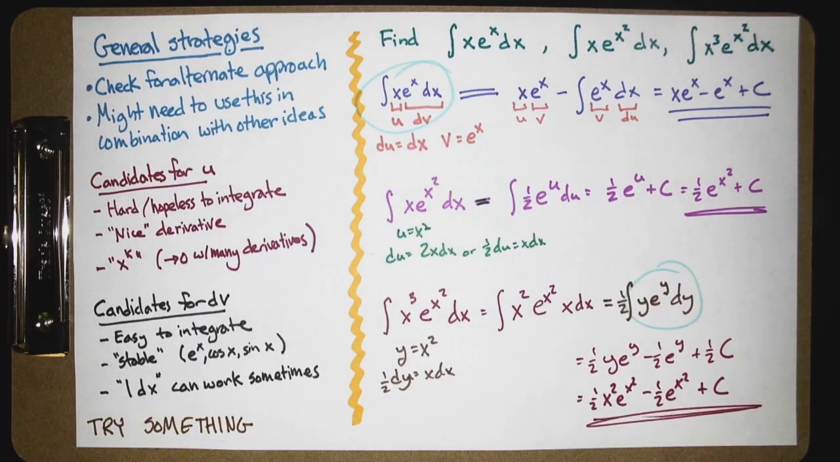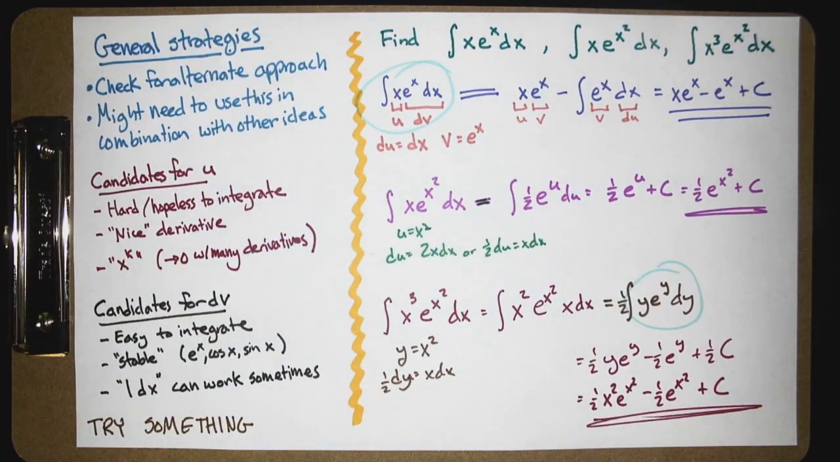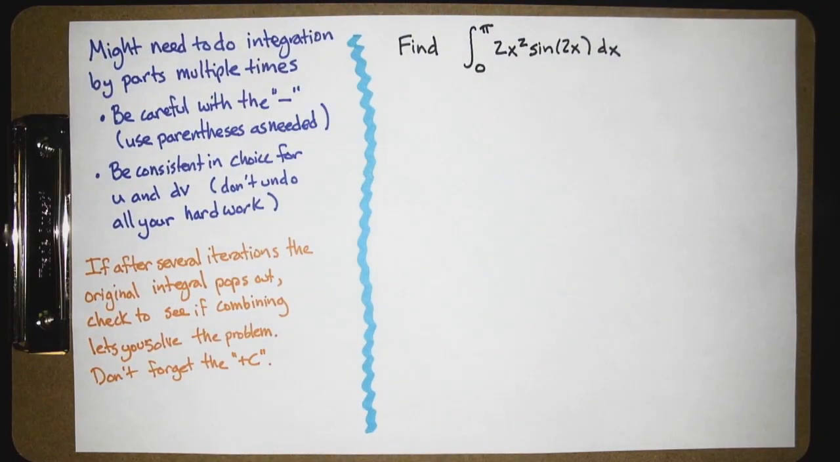All right, so here's an example where, again, we might need to use a combination. So always be open to that possibility. All right, well, plenty of time. You might need to do integration by parts multiple times. And if you do, you have to be careful with the minus, because minuses, you have to keep track of them. So my advice, use parentheses as needed.